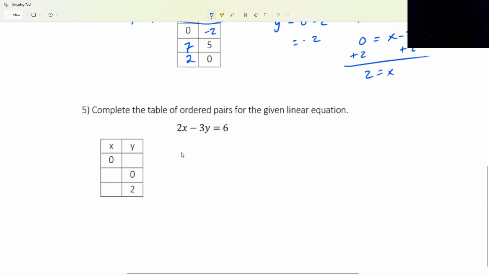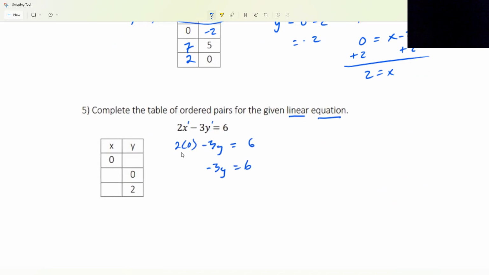Okay, so here they give you another equation. Remember, a linear equation, that just means it's a line. And also you know things are linear when the exponent on the variable or variables is 1. If it's anything else, it's some kind of curve. So what we'll do is we'll just plug in 0 for x. So that's going to give you 3y is equal to 6. Divide both sides by -3. And you're going to get y is equal to -2.